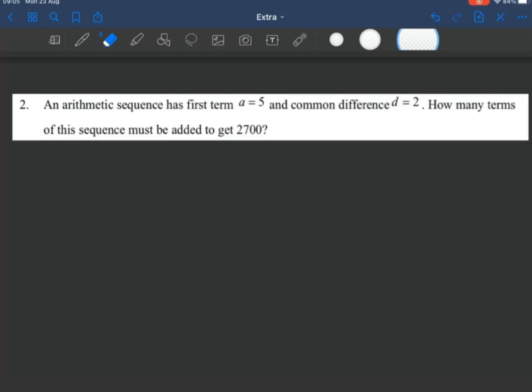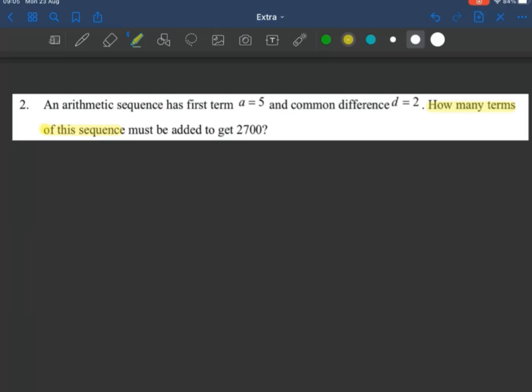An arithmetic sequence has first term and common difference. So the question already gives us the first term and common difference. The question: how many terms of this sequence must be added to get 2700? How many terms, so what are we actually looking for?